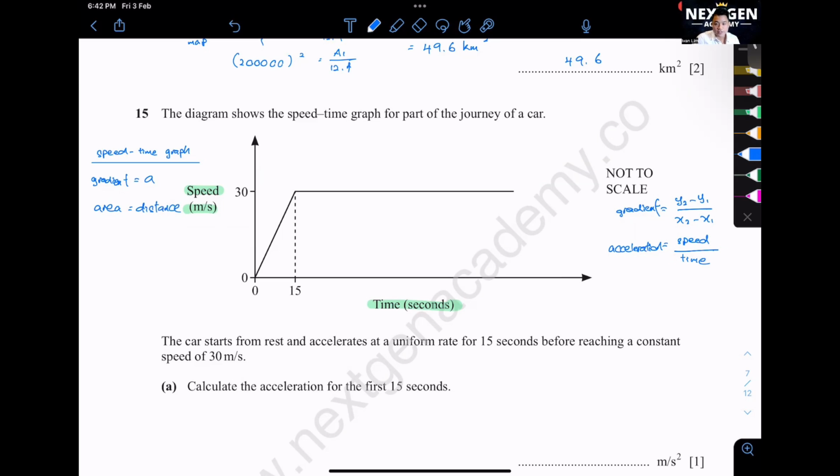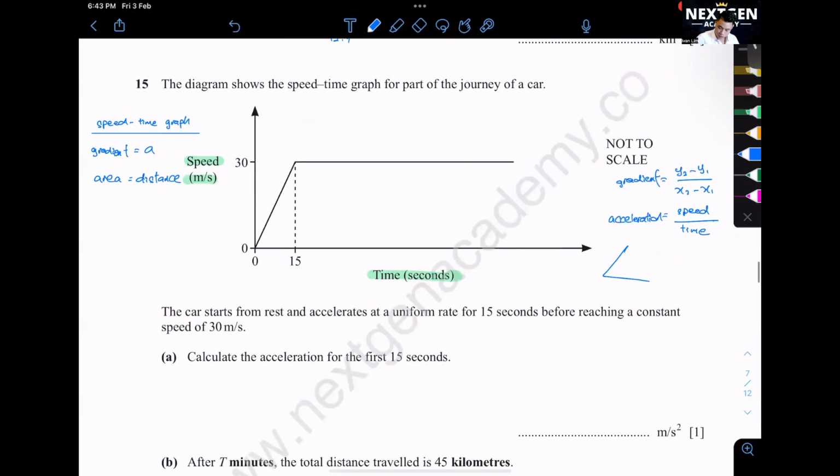How do we derive this? In case you all forget, we use the triangle. Speed equals distance over time. So if we want to find distance, it will just be speed times time. If you see here, speed is your y, time is your x. So x times y is actually your area. This is how you derive it in case you forget.